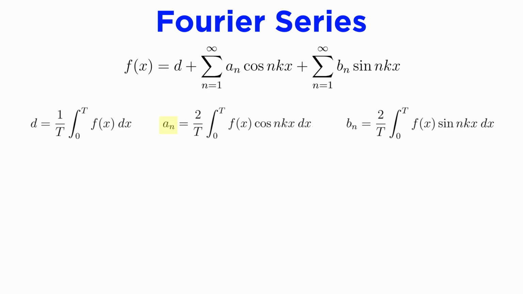The coefficient of the cosine series, a_n, is proportional to the integral of our function f of x times cosine of nkx, where we integrate over the region of convergence, which we can now choose with the variable capital T, and then scale by 2 over T. And likewise for the sine series, b_n. The constant d is just the mean value of f of x over our interval.